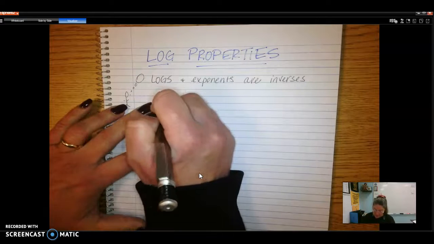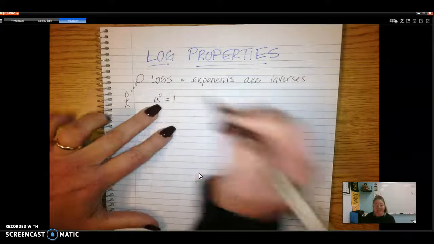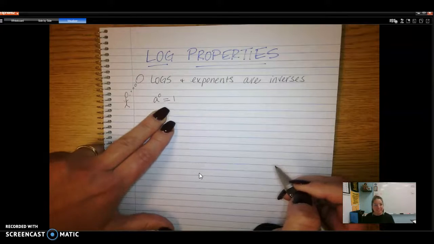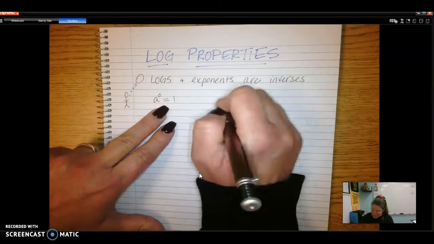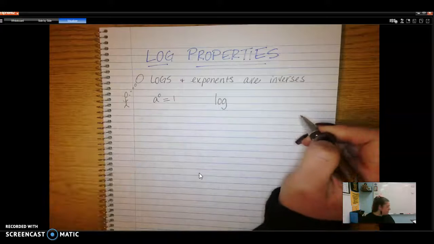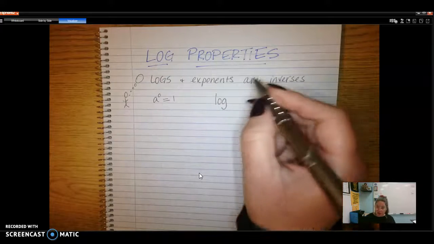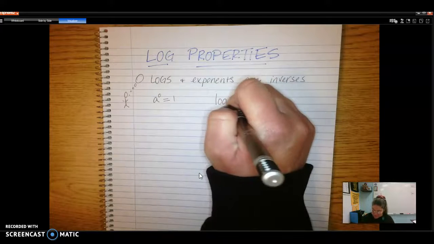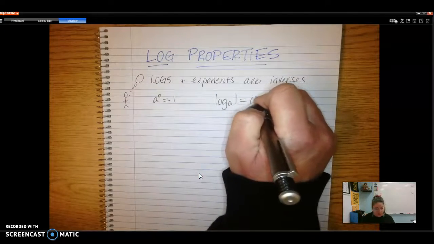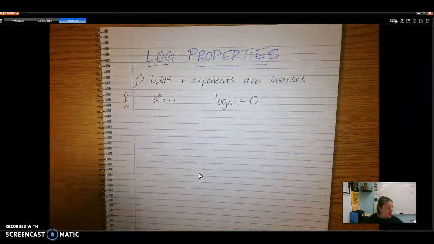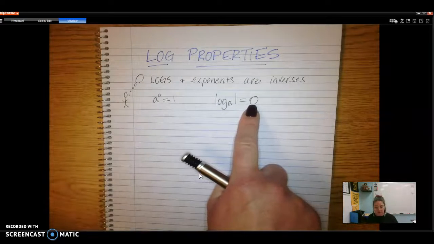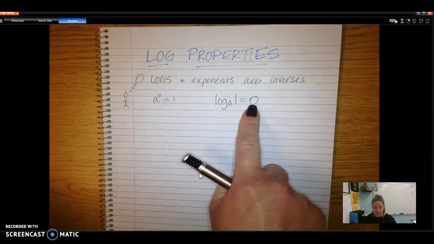Okay, so the first log property that we're going to talk about is the log property that works for something like this. Anything to the 0 power is equal to 1, right? This is the exponent version. So that means when you go to do the log of 1, no matter what the base is, that answer is going to equal 0. Because remember, with logs, they always equal the exponent. Okay, so that is property number 1.